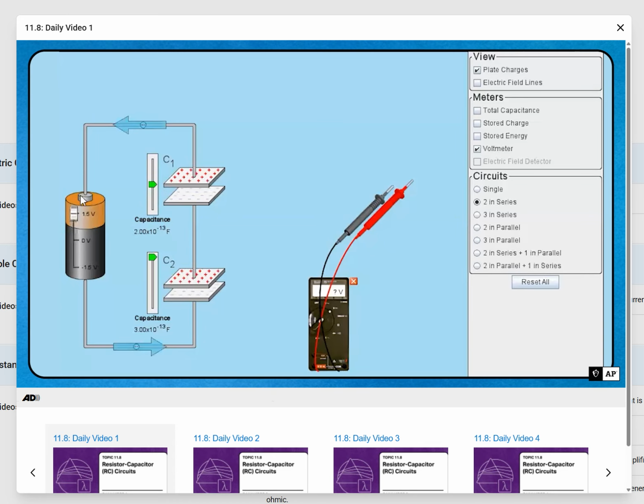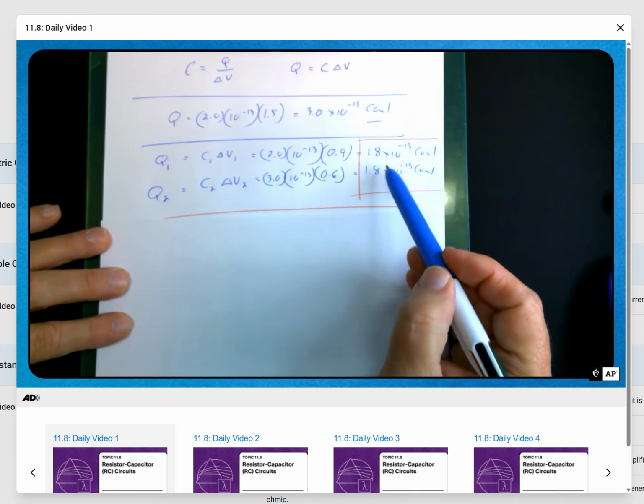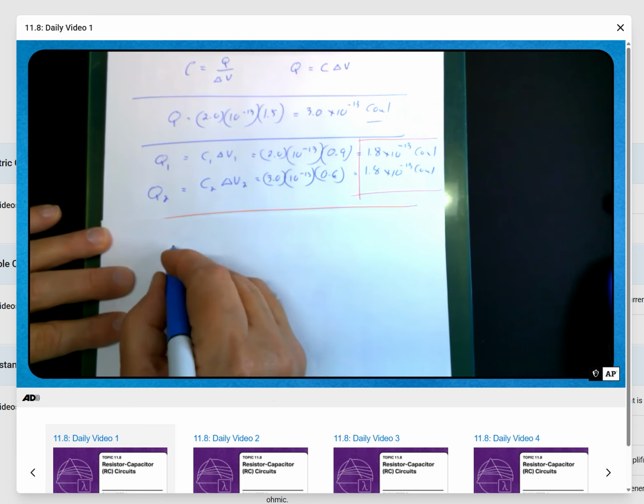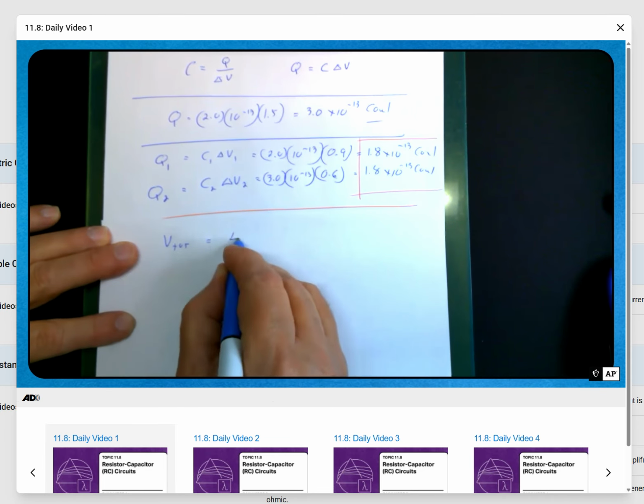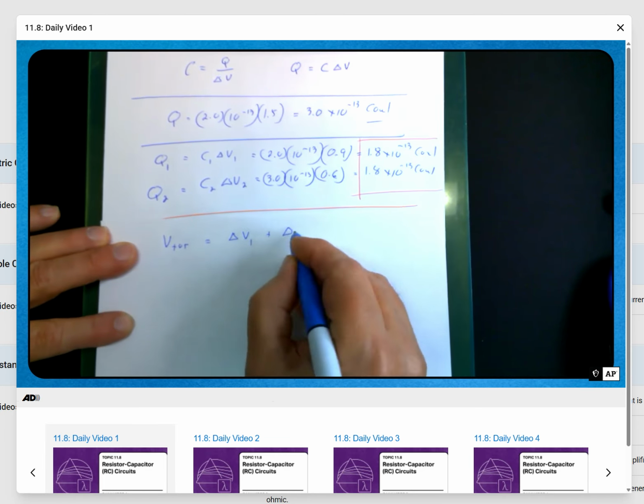That means I have 1.8 times 10 to the minus 13 coulombs worth of charge on the top plate, the exact same magnitude, opposite sign, on the bottom plate, same on the top plate, same on the bottom plate. So the total charge stored in the two capacitors is less than when we had one capacitor. So since the charge on both capacitors is the same, here's what we can say with a high degree of confidence. The total voltage in the circuit is equal to the change in voltage across capacitor 1 plus the change in voltage across capacitor 2.